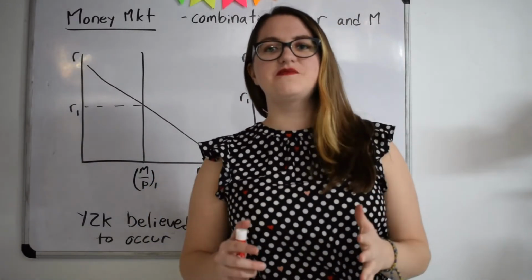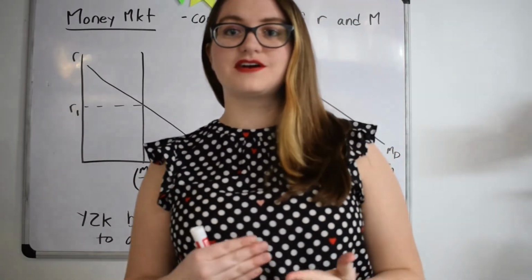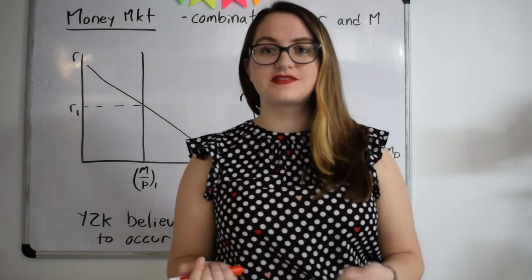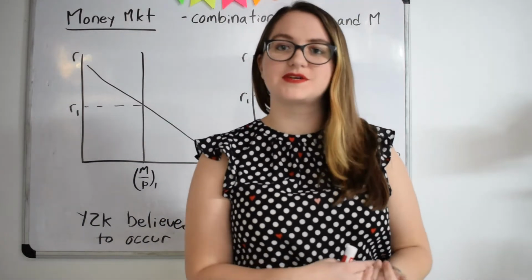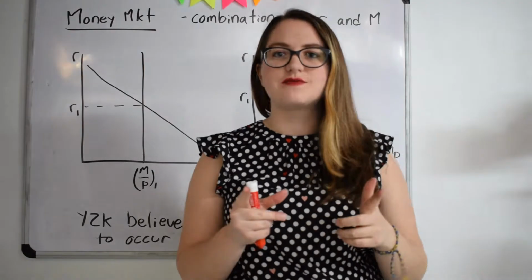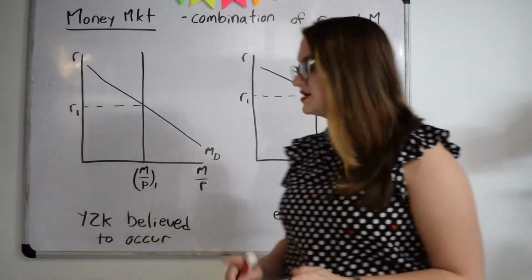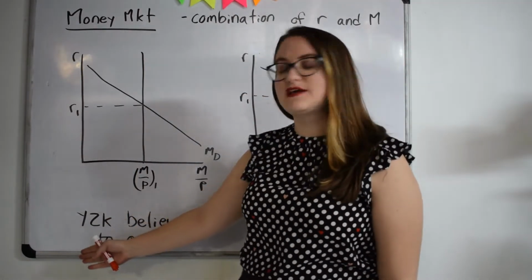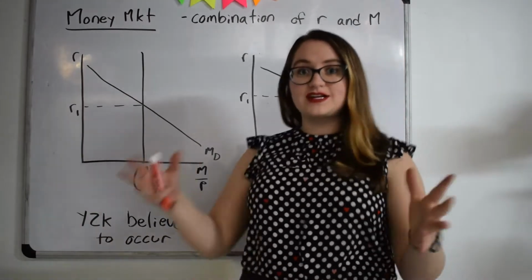Hi class! In this video we're going to be talking about the LM curve and also going over the money market examples that were presented in the last video. So let's start with those. The first question was, what happens if people believe that Y2K is going to happen?